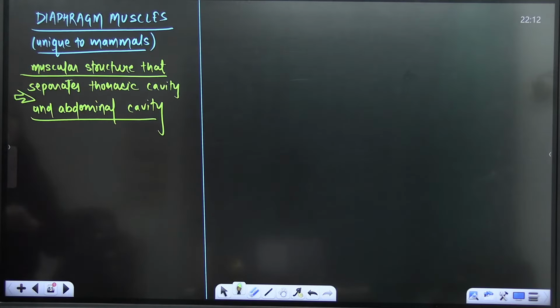So what are we saying? It is a muscular structure that separates the thoracic cavity and the abdominal cavity. It is a type of skeletal muscle. Do you know that? Normally when it is working, it is involuntary, but we can also use it forcefully.